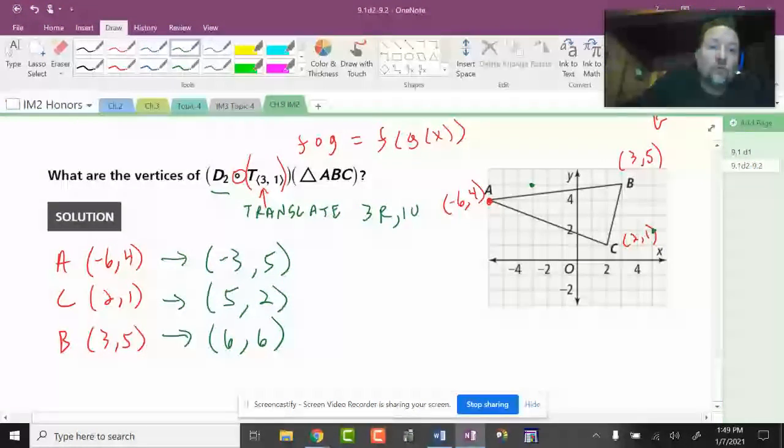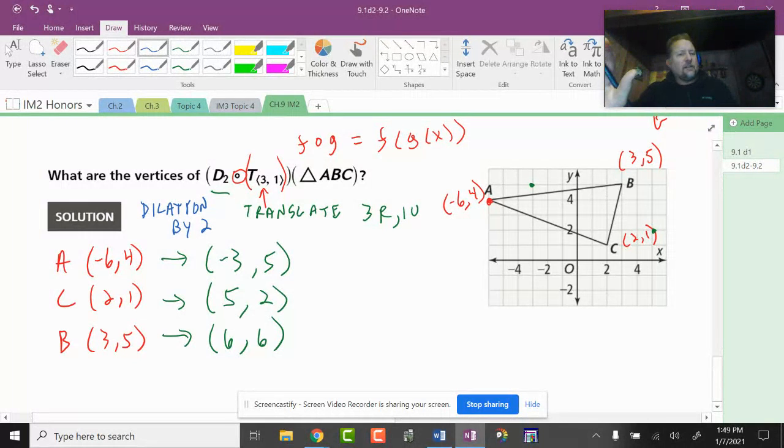Then we do D2, which is, let's color code that, although sometimes blue and green don't look too different. That is a dilation by a factor of 2. And I did want to show you this, and I don't think I have yet, to dilate this by a factor of 2. And again, this is implying that the origin is the center of this dilation. All you have to do is multiply the x coordinate, the y, by 2.